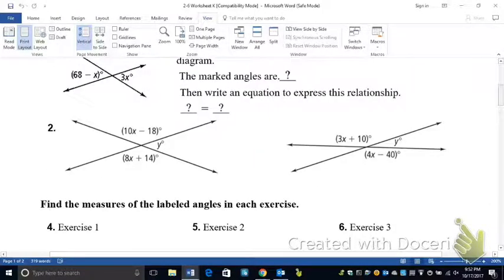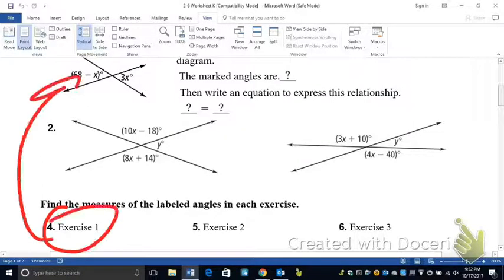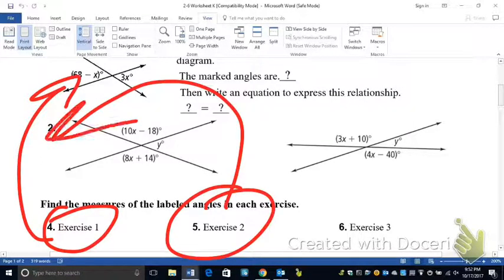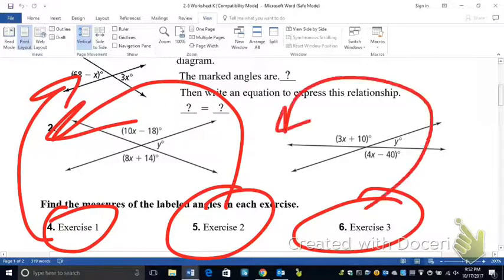So now we're going to look at exercises 4, 5, and 6. Now notice what 4, 5, and 6 do, they refer us back to 1, 2, and 3. Remember, there's a 3 right there. So what we're going to do is solve for each of the values in each problem, okay?